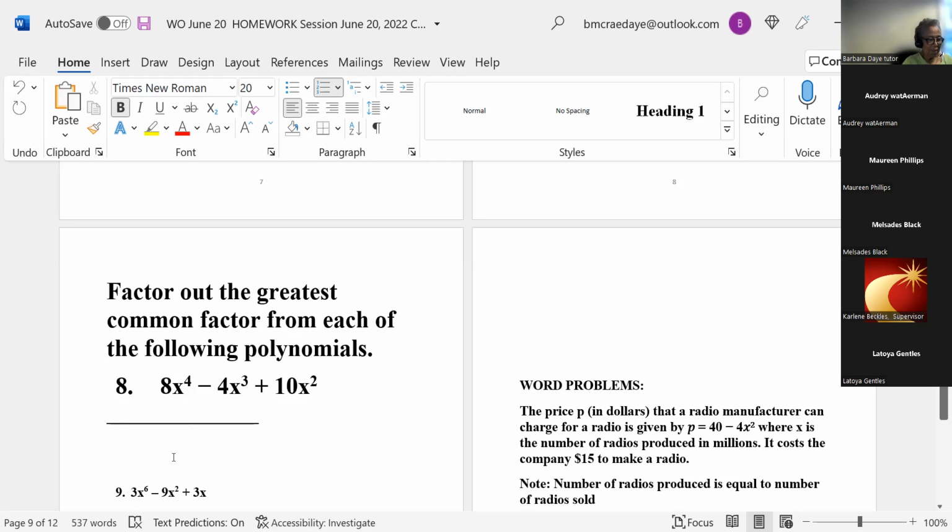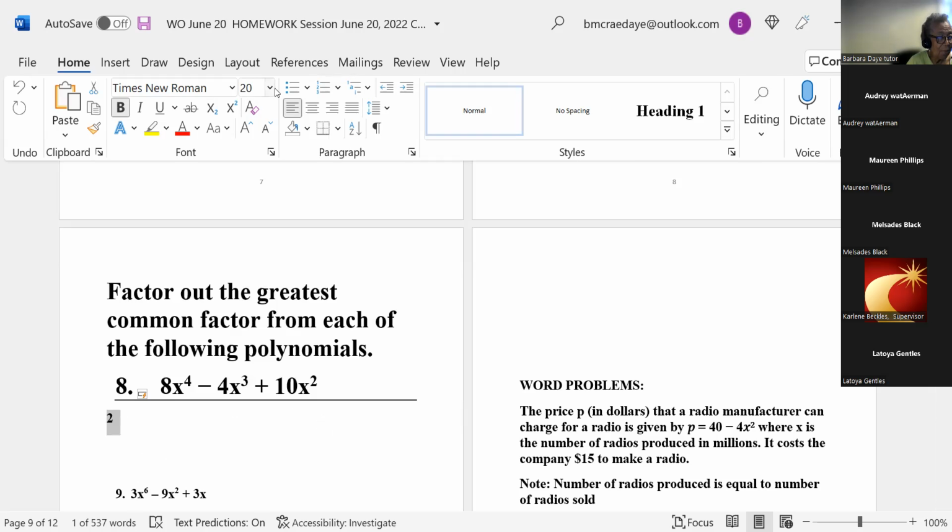Yeah, let me see. How would you factor? Okay. 8, 4, and 10. What factor can you use for those 3 numbers? 2. Okay, so let's put a 2 here. 2 times 4. Let me make this bigger. Okay, so we got a 2.